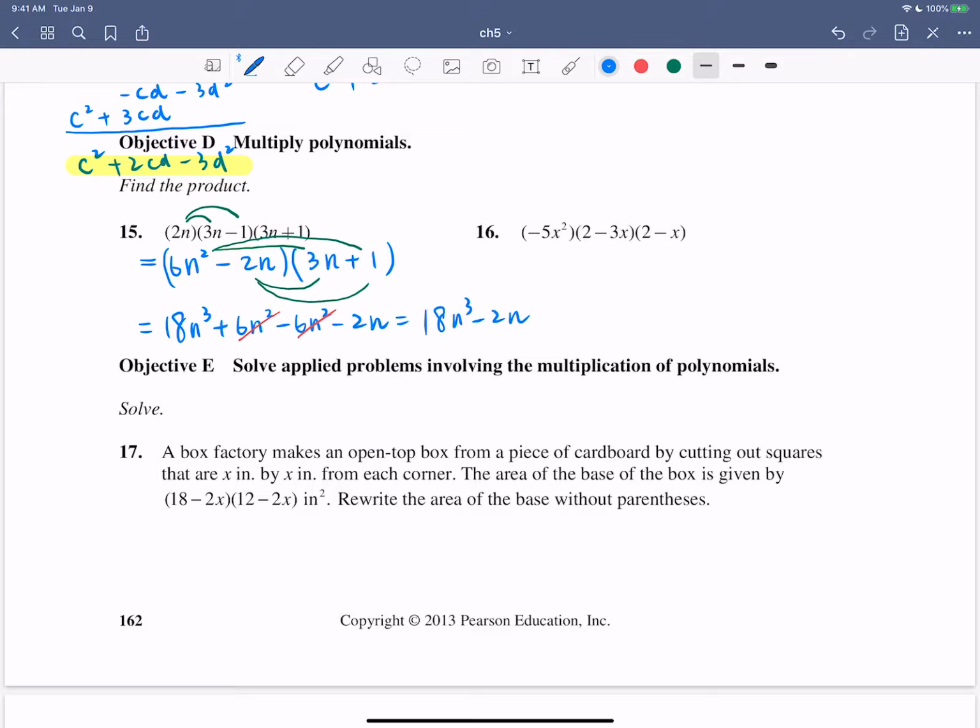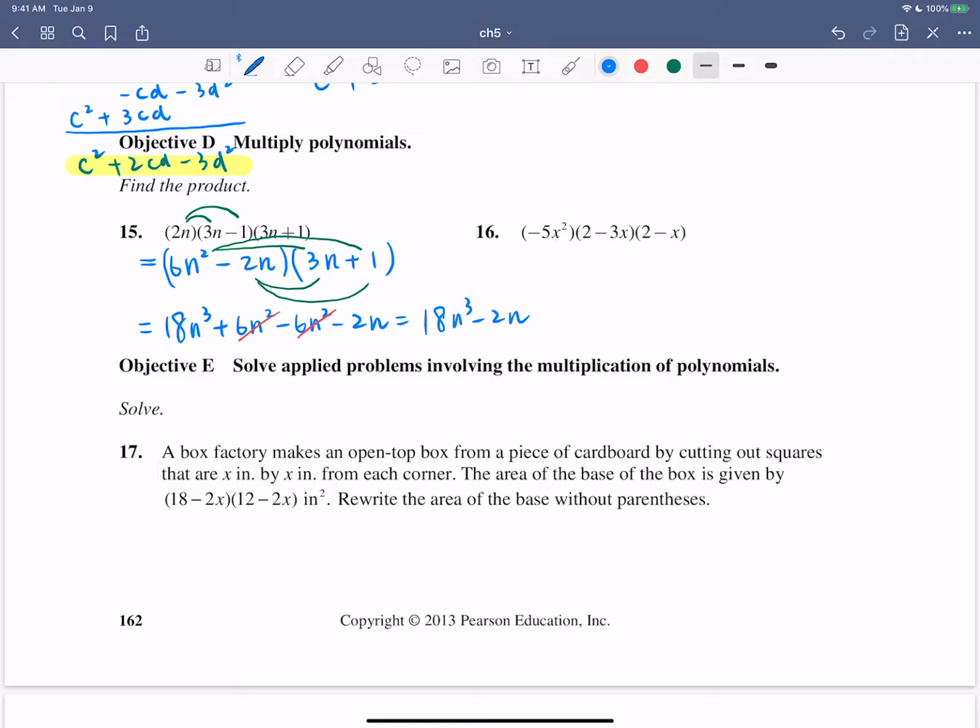Alright. Number 17. Solve applied problems involving the multiplication of polynomials. A box factory makes an open top box from a piece of cardboard by cutting out squares that are x inches by x inches from each corner. The area of the base of the box is given by this particular expression. We write the area of the base without parentheses. If you want to figure out why this expression works, you could draw a little graph of a rectangle and cut the corners. But our job is simply to simplify this.